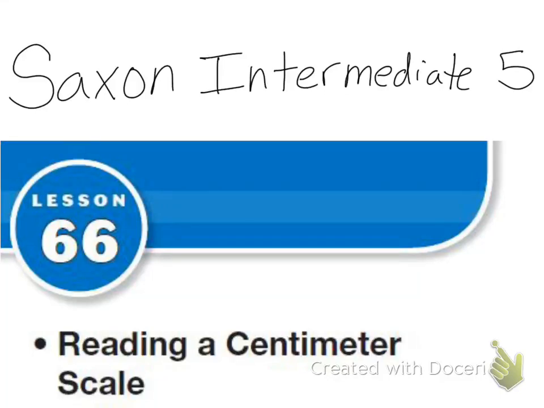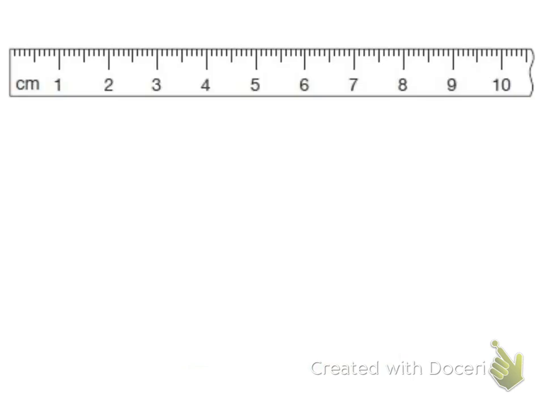Hello everyone. Today's lesson is lesson 66, reading a centimeter scale. So we're going to measure objects using a centimeter ruler. A ruler is usually 30 centimeters long and is divided into millimeters. And remember, 1 millimeter is 1/10 of a centimeter.